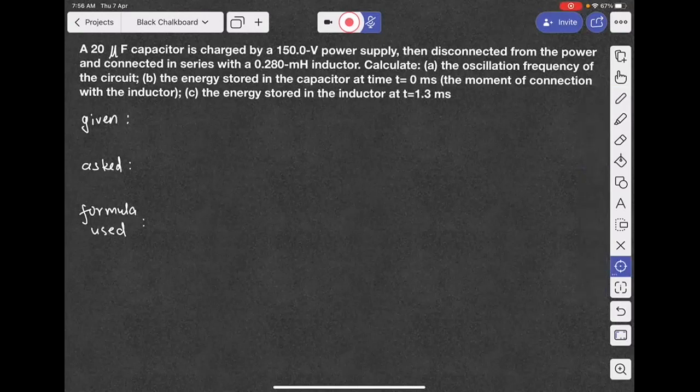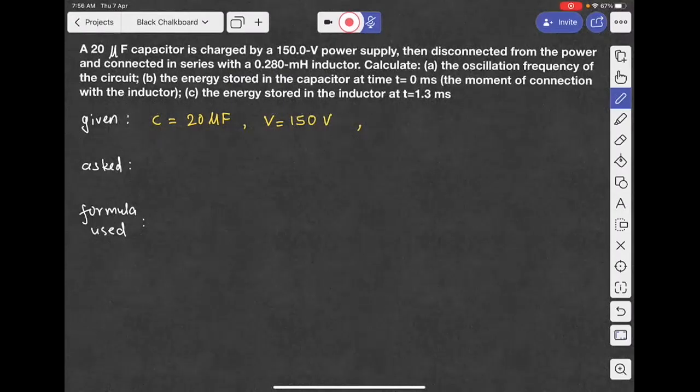A 20 microfarad capacitor is charged by a 150 volt power supply, then disconnected from the power and connected in series with a 0.280 millihenry inductor. The given quantities are C is given as 20 microfarad, voltage is given as 150 volts, later connected in series to an inductor, so L is given as 0.280 millihenry.